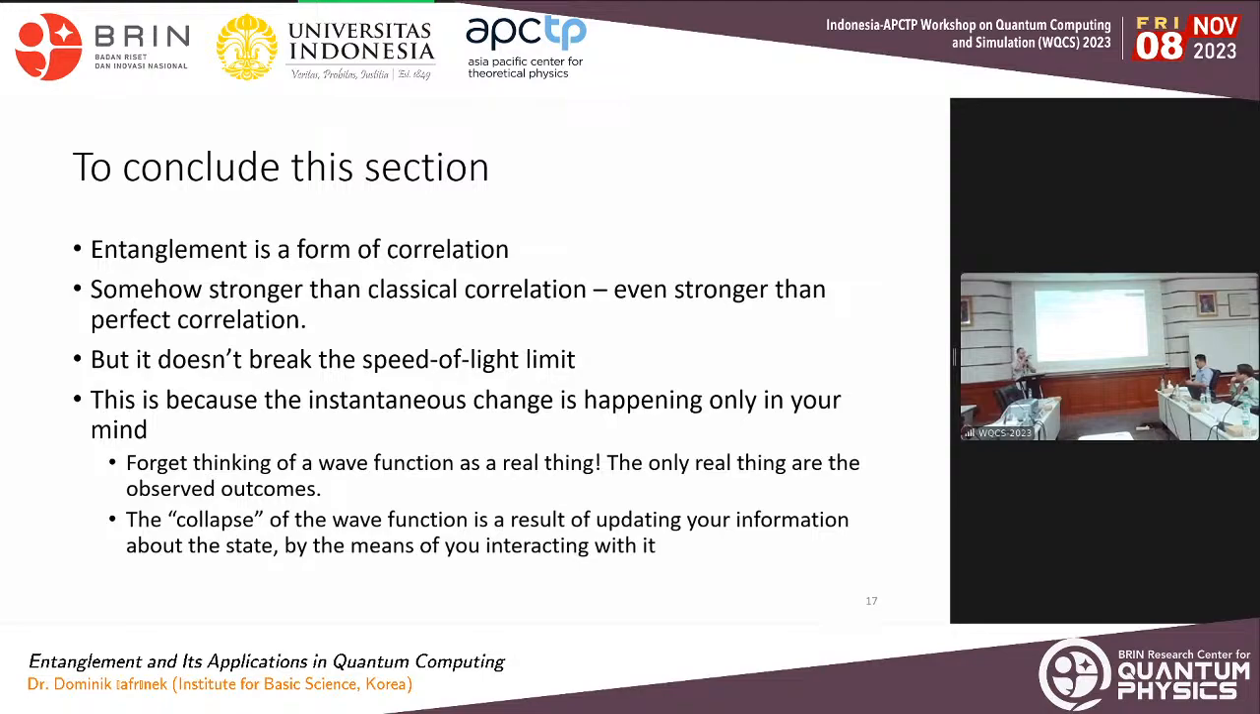So let me continue with the example. If you have another friend B, just because you called your friend A and you now know where friend A is, it doesn't mean that friend B knows where friend A is. From the point of view of B, nothing changed. So the measurement is really just updating your information, not the physical state. So the collapse is a way to update the information that you have about the state. I can summarize this point: the collapse of the wave function is a result of updating your information about the state by interacting with the system.